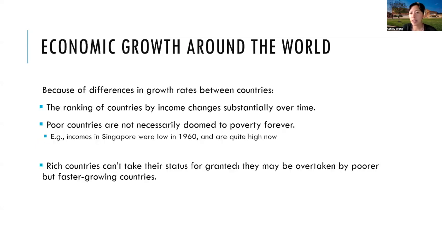So, because we see that countries differ in terms of their growth rates, this means that when we try to create a list that ranks countries by their income, this list is constantly changing over time. So, if we made a list of the top 10 economies in 1800 versus 1900 versus now, those lists would look different. They would contain different countries. And so, one of the benefits that we see from this is this tells us that poor countries are not necessarily stuck in their situation forever. The other thing that we can take away from this is we know that rich countries should not take their status for granted. Wealthy countries may be growing more slowly, and these poorer countries that are growing faster could eventually surpass them in terms of productivity.